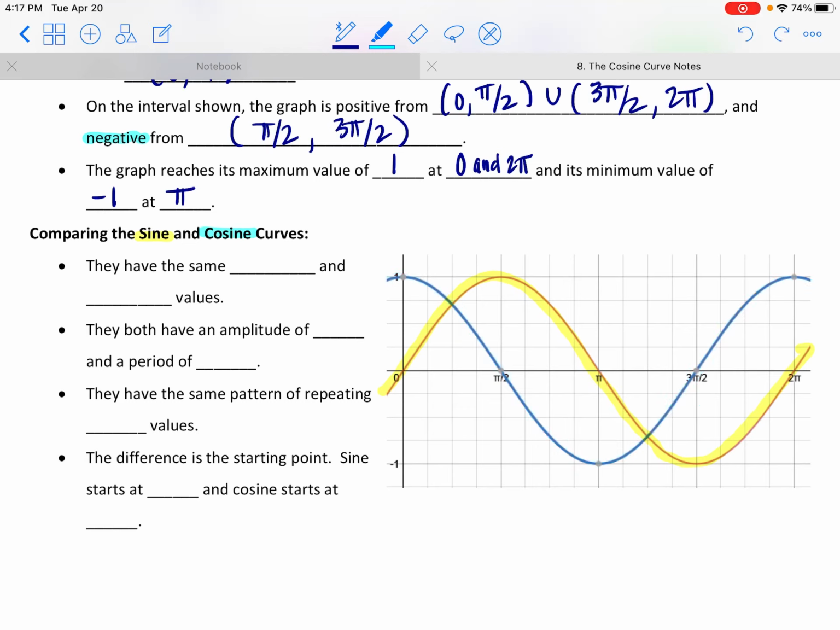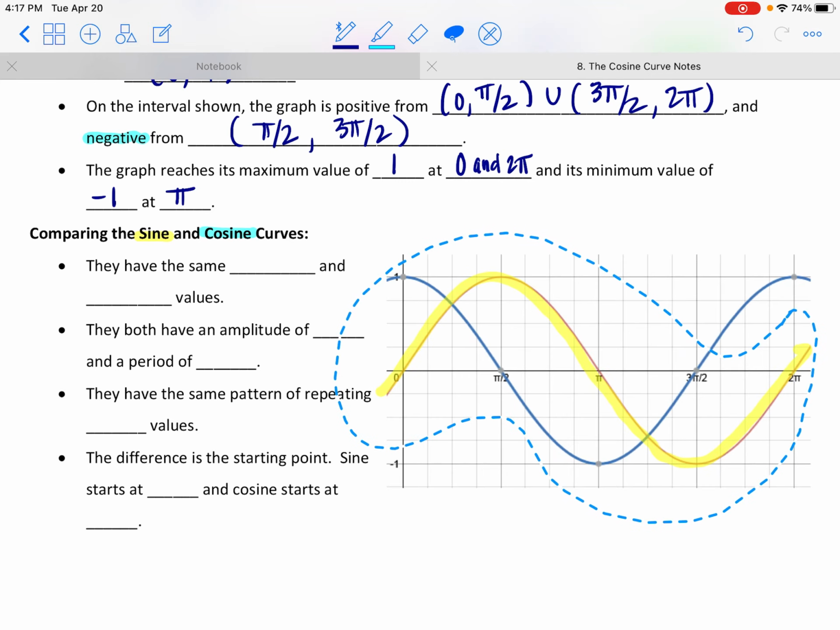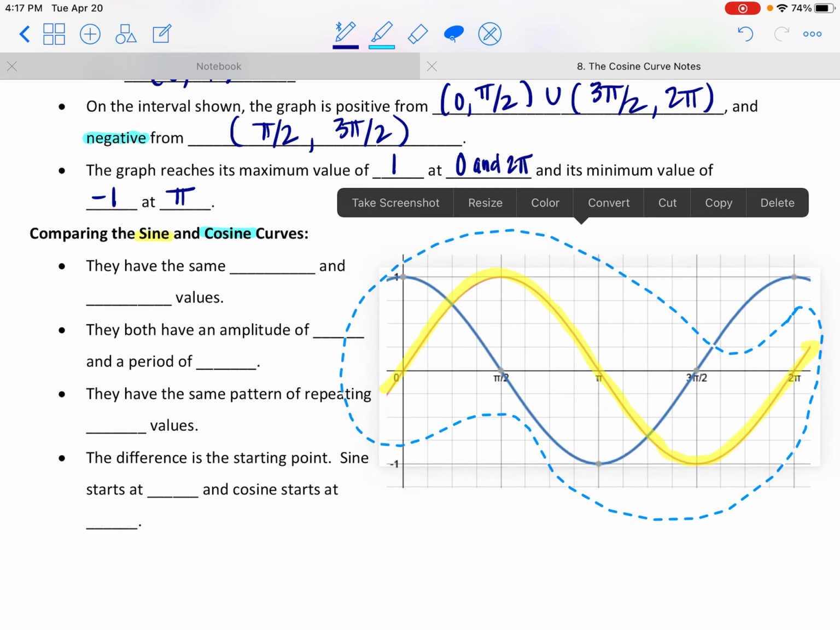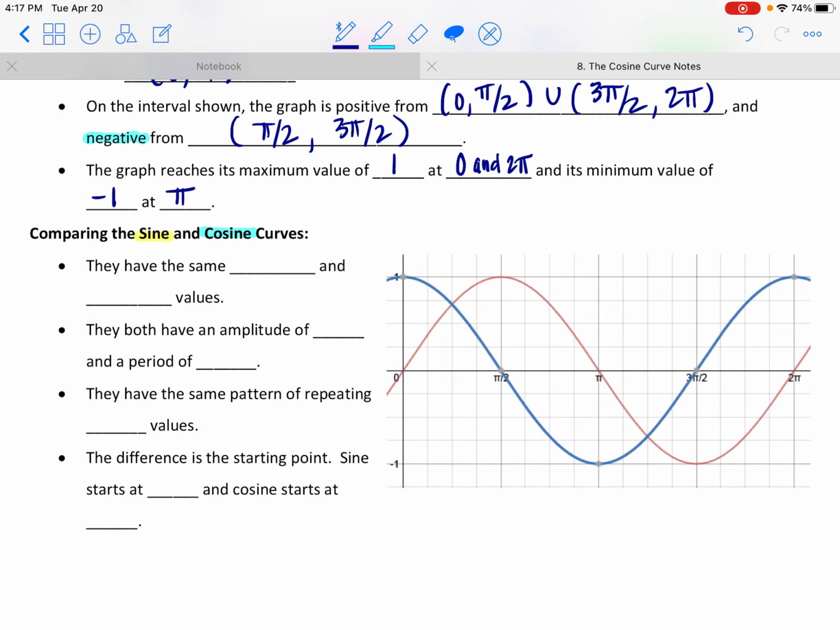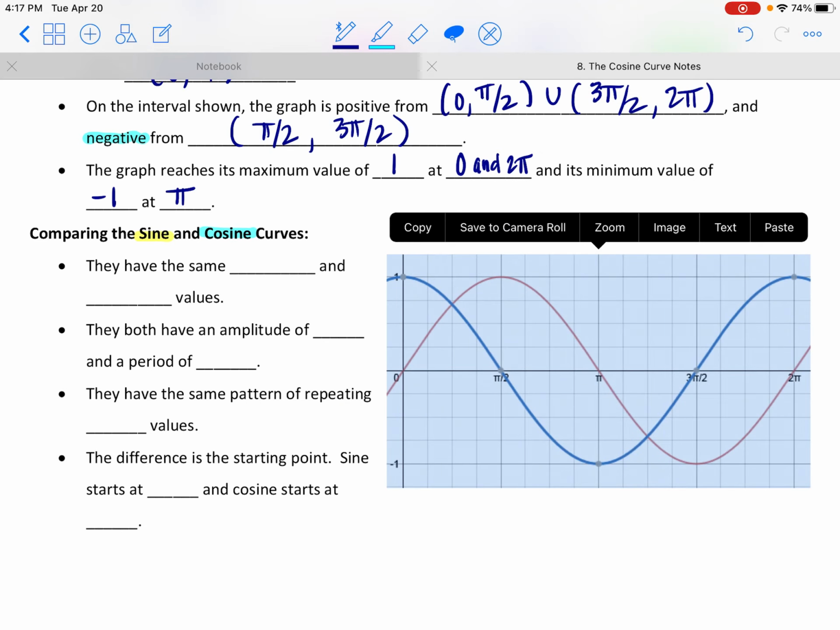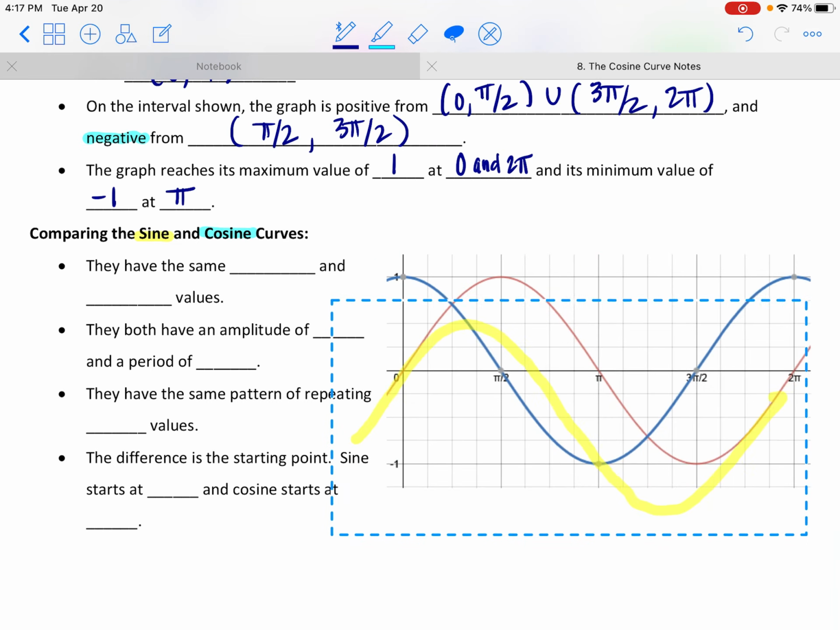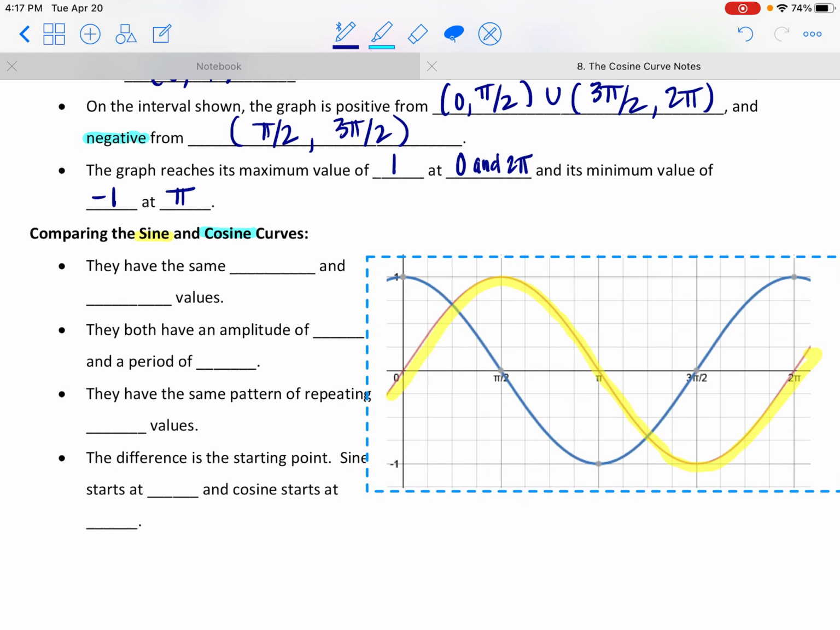In fact, let me see if I can do something here so I can show you. We'll see how techie I can get here. Let's see. Cut. And then if I paste it. Yep, look at that. Okay, so here's our sine curve. Oh, it's so techie. Here's our sine curve.